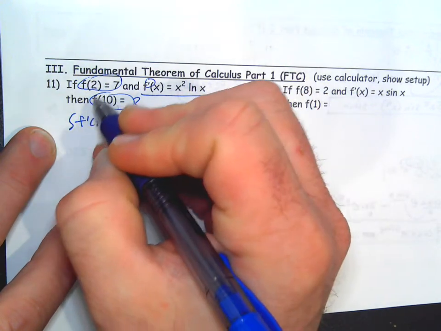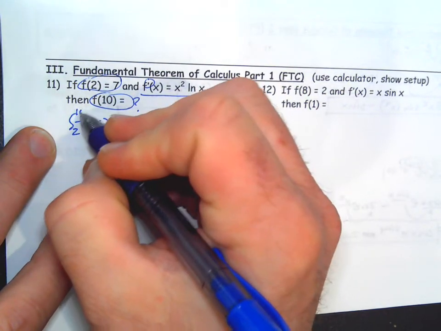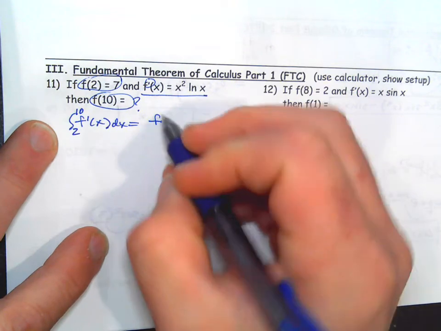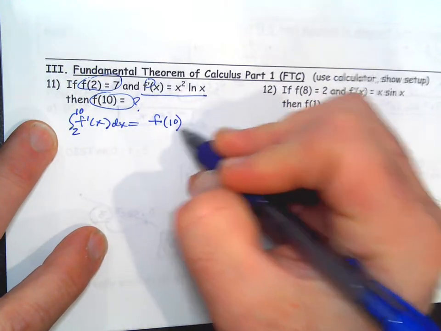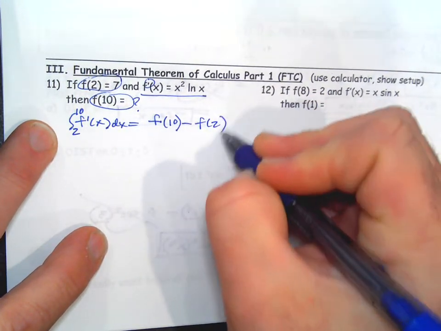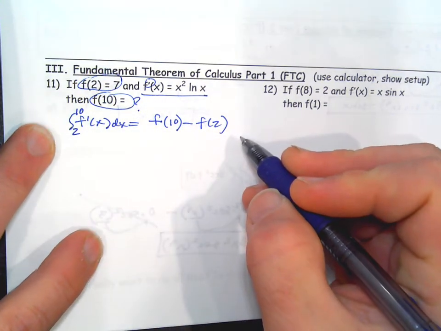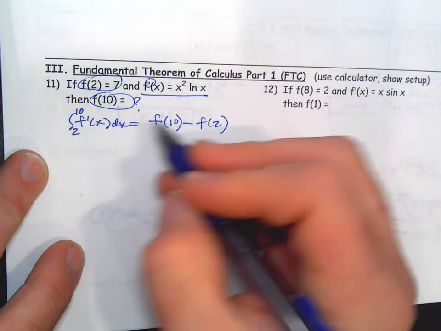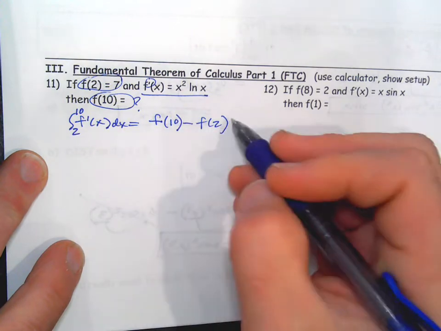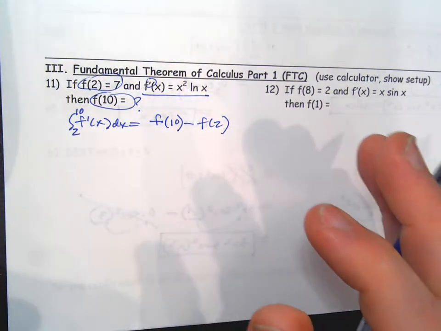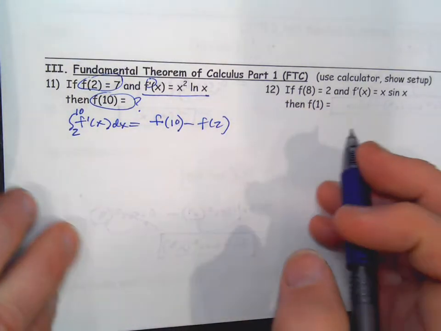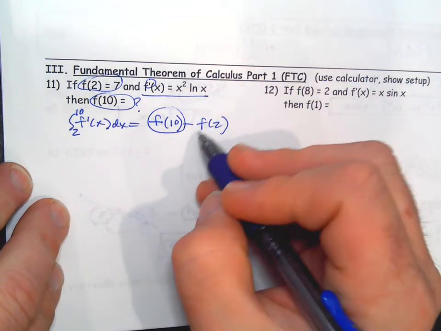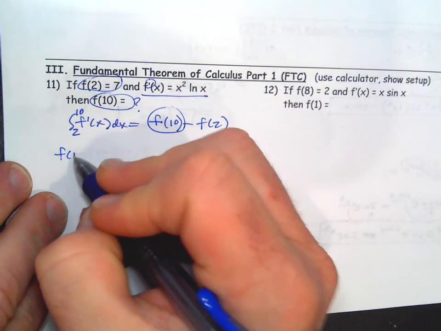So if we have 2 and we want 10, let's put those as limits, smallest to biggest. And then we plug those in, top first, bottom second. So this is fundamental theorem of calculus part 1. Basic idea, integrate the derivative, you get the original function. Plug limits in, top first, bottom second. Basic idea we've been using for a long time now. Now, this is what we're trying to get. So I'm going to add this to the other side.